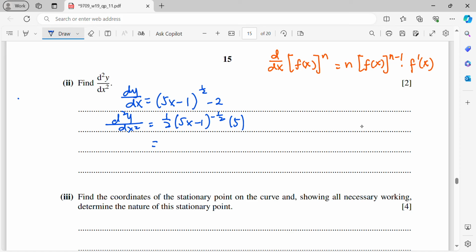And now, since there is a negative degree here, this whole term, I will move down. But then you still have 5 and half, so I will just write that is basically 5 over 2. Then when you move down, ignore the negative degree, and you still have degree half of 5x minus 1. That is square root of 5x minus 1. So this is your second derivative.